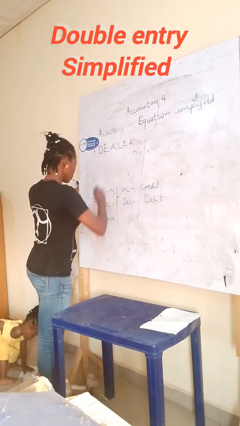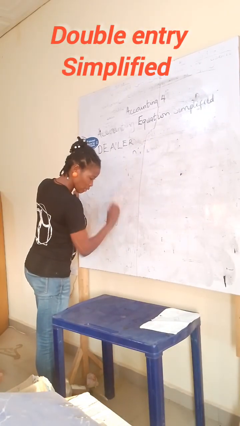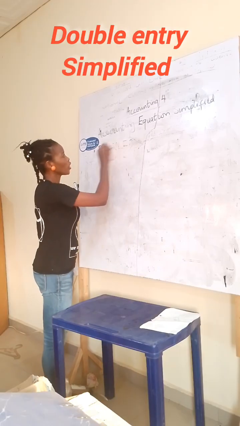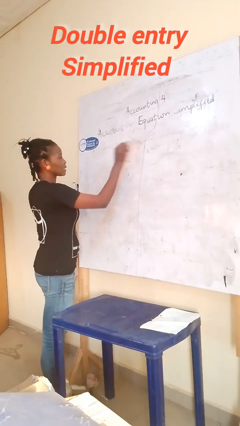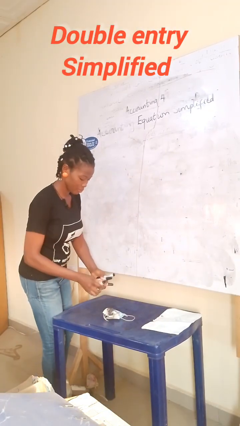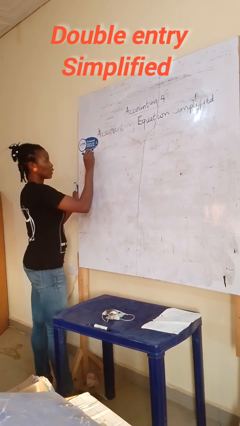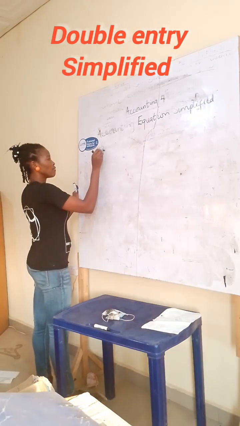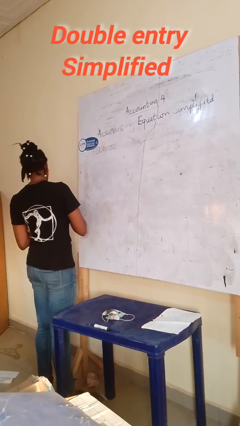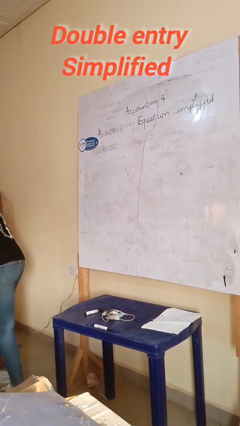Okay, so in the first instance, we are told that the owner of the business decided to introduce 500,000 naira into his business. What does that tell you? It means that this 500,000 naira is what? Your capital.